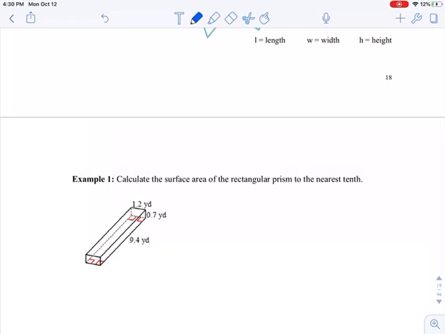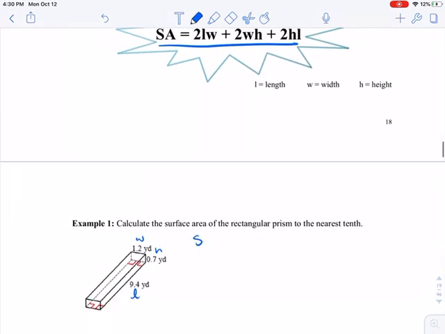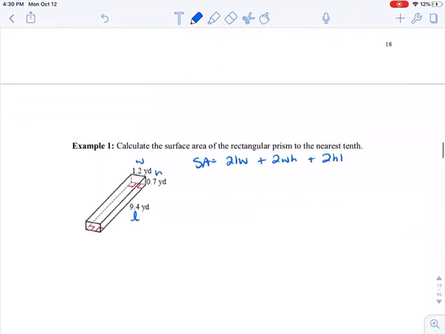So we have, let's call that the length, the width, and the height. If we use the same formula here, 2 times length times width, plus 2 times width times height, plus 2 times height and length. So let's plug in all our values. Surface area is equal to 2 times the length.